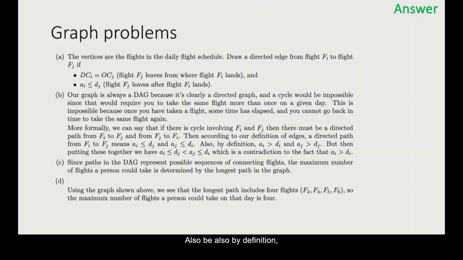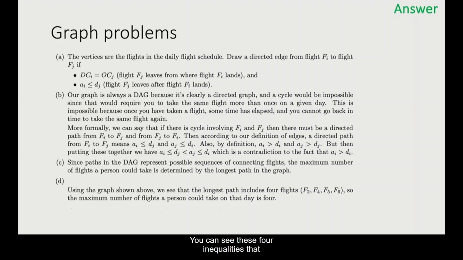Also by definition, Ai should be greater than Di and Aj also greater than Dj. But then putting this together, we have Ai less than or equal to Dj, less than or equal to Aj, less than or equal to Di. So this condition is a contradiction of the fact that Ai is greater than Di.